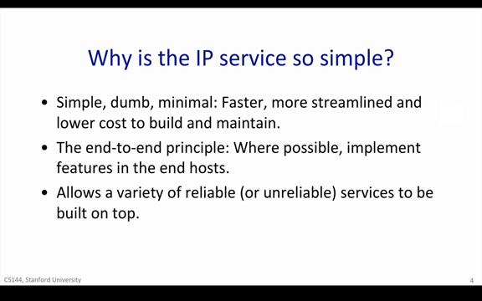A simple IP service also allows a variety of reliable or unreliable services to be built on top. If IP was reliable, in other words, if any missing packets were retransmitted automatically, then it would not be ideal for some services. For example, in real-time applications like a video chat, there might be no point in retransmitting lost data, because it might arrive too late to be useful. Instead, the application might choose to show a few blank pixels, or use the pixels from the frame before. By not providing any reliability guarantees, IP lets the application choose the reliability service it needs.